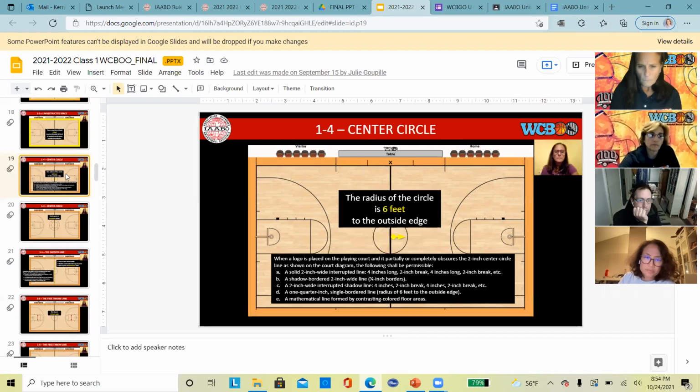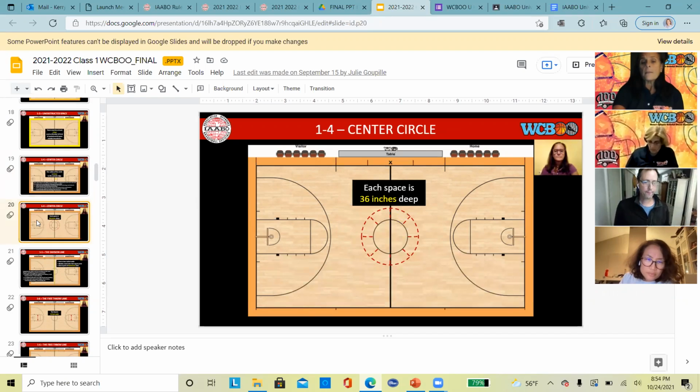The radius around the circle. So in the center circle, it's a radius of 6 feet. And this is in Rule 1-4. And if you go to the next slide, Carrie, the spaces around the circle. Okay, these individual spaces are where the non-jumpers go around the center circle before the jump. Those areas are 36 inches deep and about 3 feet wide. So these are kind of things we need to know.